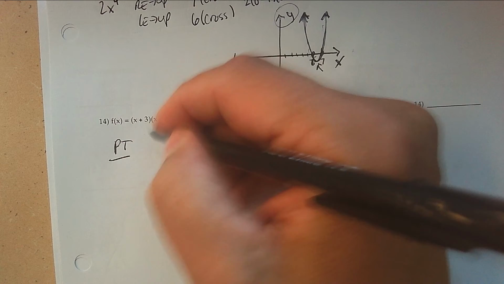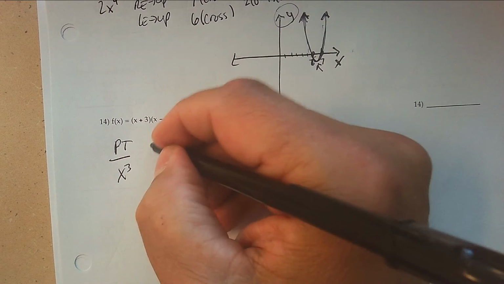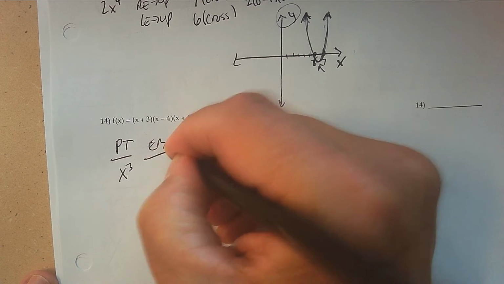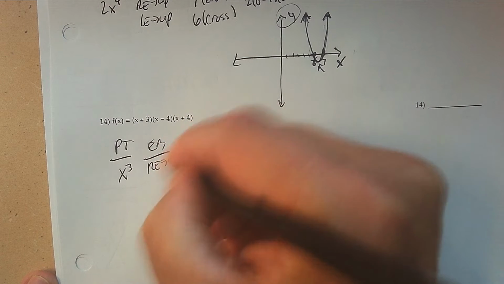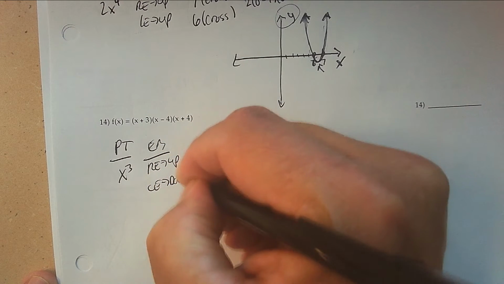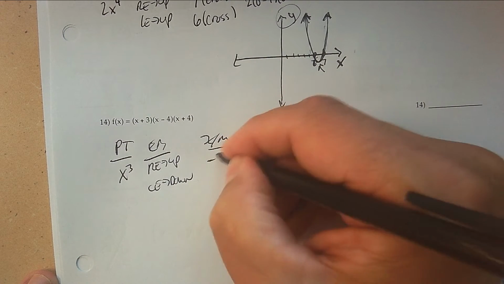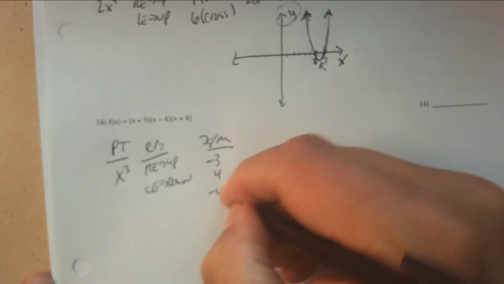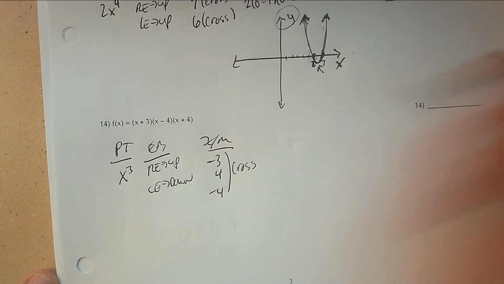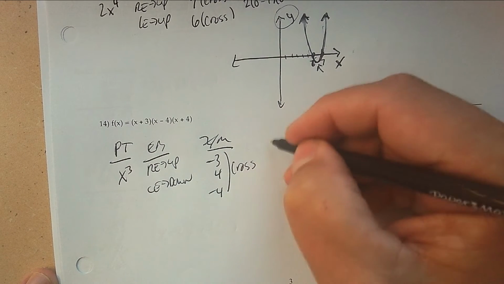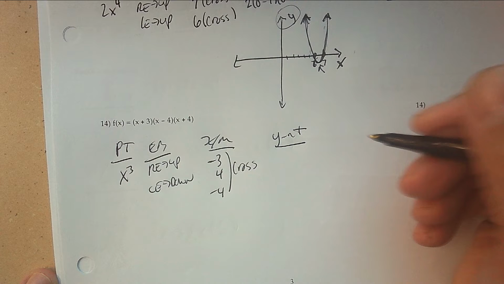Okay, now it's my turn. Power term, x times x times x, x cubed. End behavior. The right end goes up, the left end goes down. Zeros in multiplicity, I had -3, +4, -4, all of them cross. Y-intercept, it's going to be another big number.